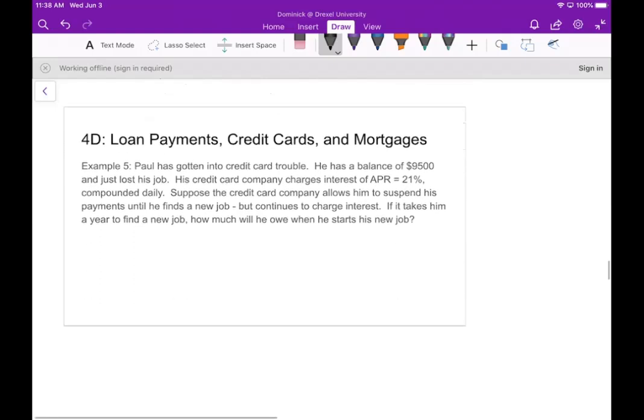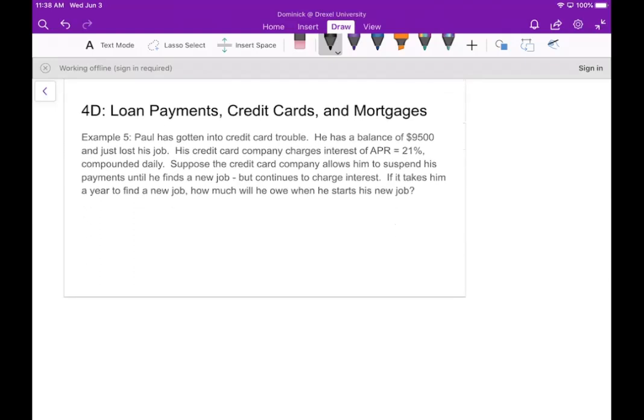Okay. Now let's look at another example that sort of shows the dangers of credit cards. Now, Paul has gotten into credit card trouble. He has a balance of $9,500 and he just lost his job. Now, his credit card company charges an APR of 21%, and it's compounded daily. Now, suppose that the credit card company will allow him to suspend his payments until he finds a new job, but is going to continue to charge interest. Now, if it takes him a year to find a new job, how much will he owe when he starts his new job?